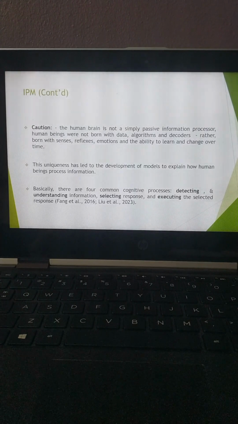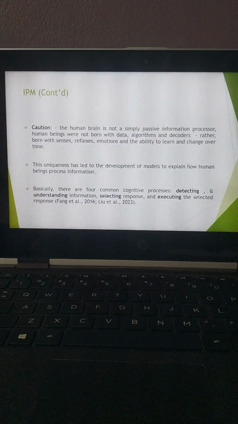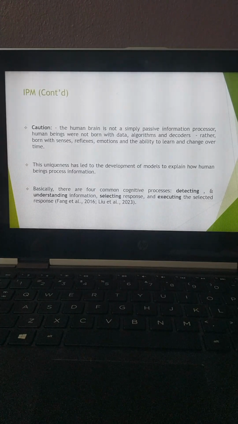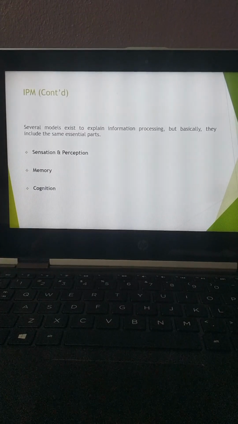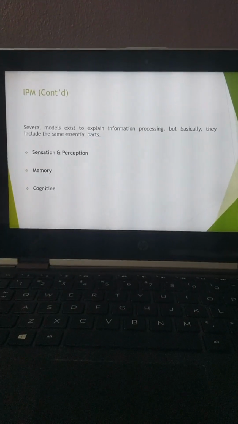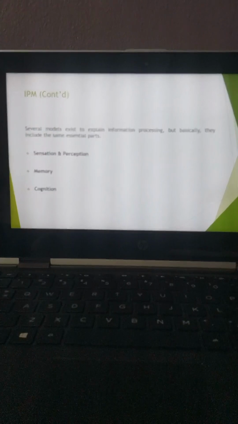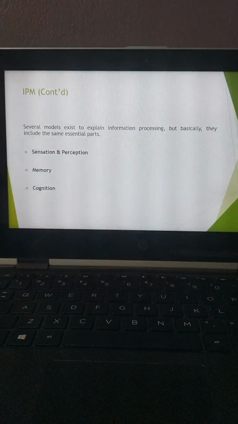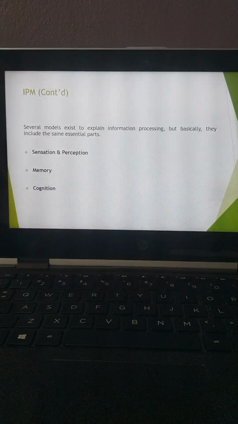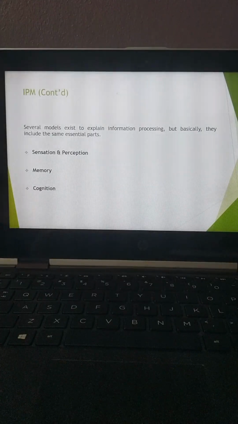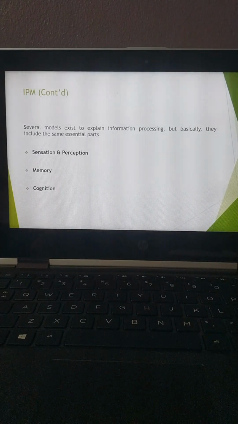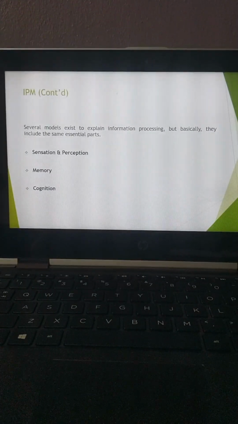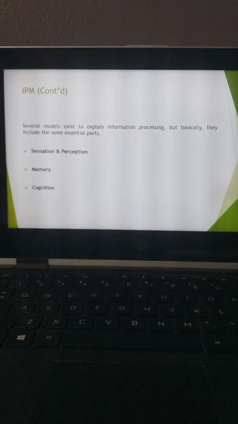We talked about the four common cognitive processes: detecting, understanding information, selecting response, and then executing the selected response. We talked about the basic parts that are involved in any model you could find on information processing. There are several models that explain what information processing is about, but every one of them always talk about these things, which are sensation and perception, memory, and cognition.